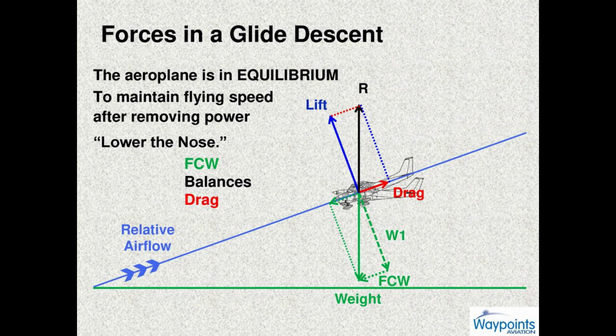As in climbs, the forces that act on the aircraft go through definite changes when a descent is entered from straight and level flight. For the following example, the aircraft is descending at the same power as used in straight and level flight.